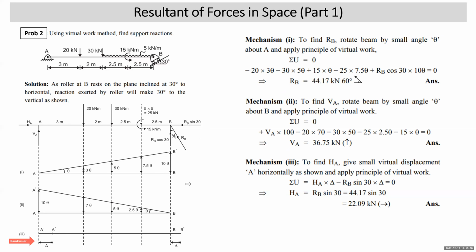RB sin 30 is to the left, but the point of application is shifted to the right. So work done by RB sin 30 will be negative. So minus RB sin 30 into delta, right? Then delta gets cancelled. You get HA is equal to RB sin 30 is equal to 44.17 sin 30 is equal to 22.09 kilonewton.